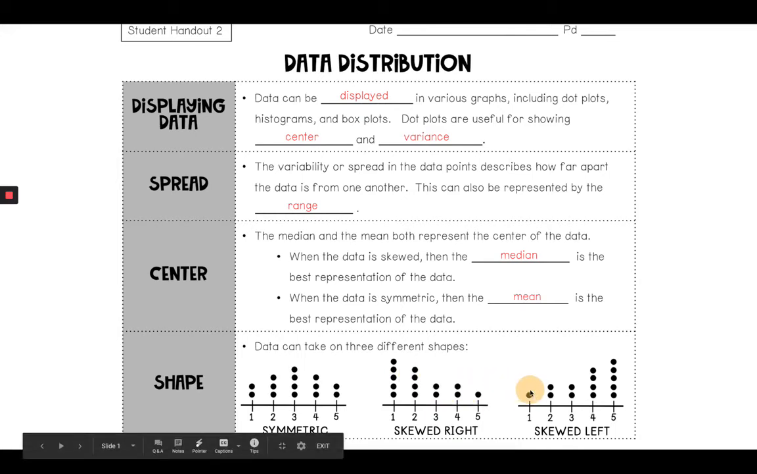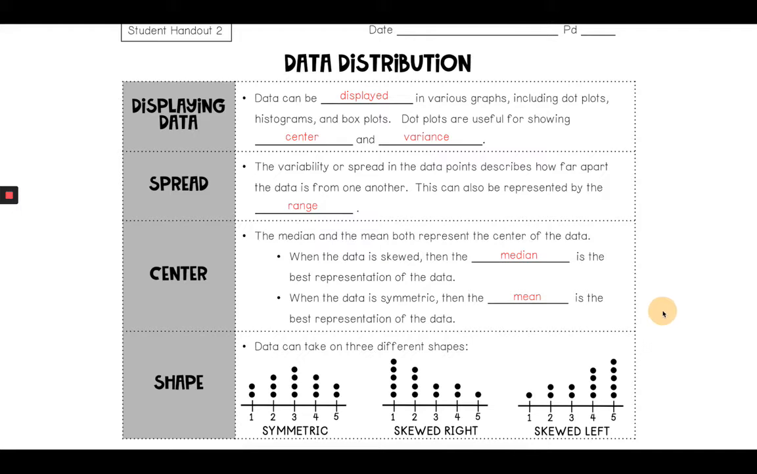And same thing for the left. This is skewed left because this tail goes off to the left when the data points are over here on the right. Hopefully that makes a little bit of sense of what I'm trying to explain there. Skewed right and skewed left is kind of interesting, or tricky.